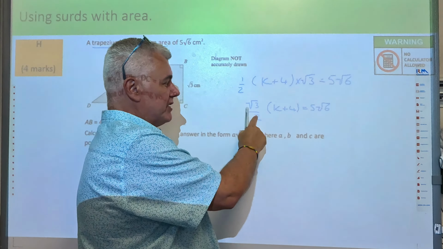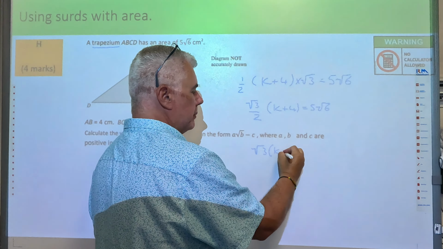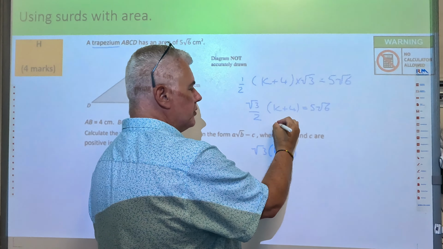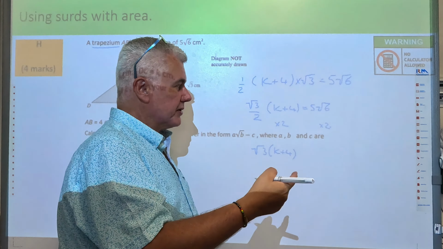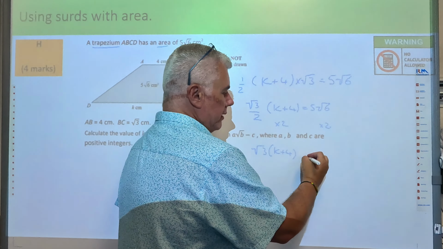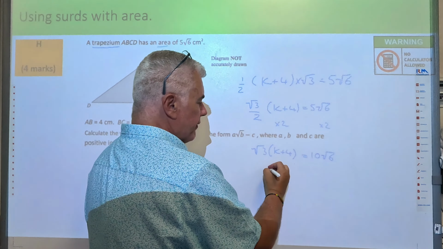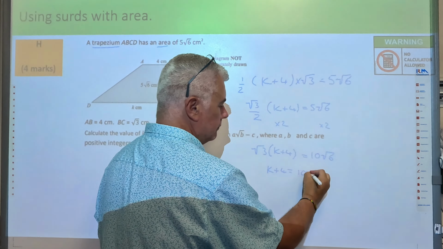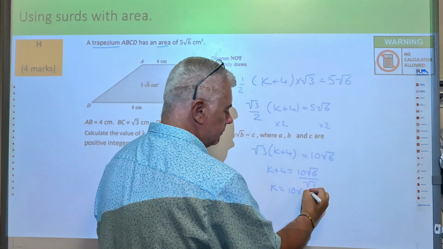The first step, I want to get rid of this 2. So I've got root 3 times K plus 4. I'm multiplying both sides by 2. When I say both sides, I mean both sides of that equal sign. I'm going to multiply by 2, which equals 10 root 6. I'm going to divide both sides by the root of 3. And then I'm going to subtract 4.